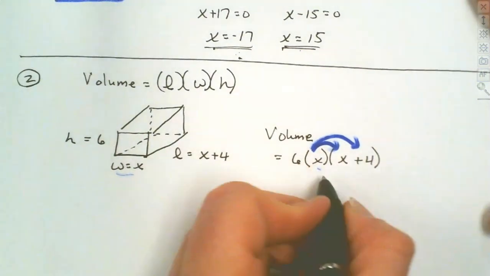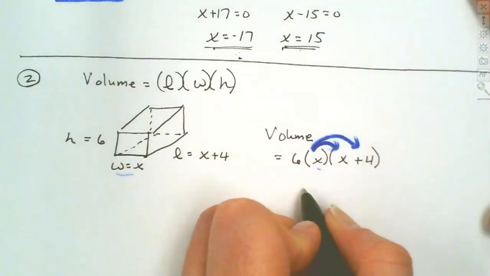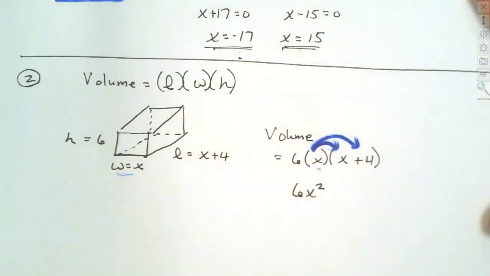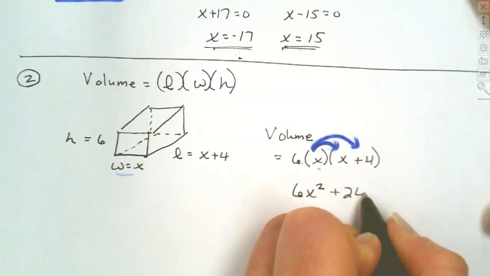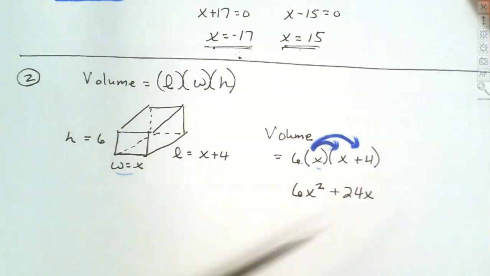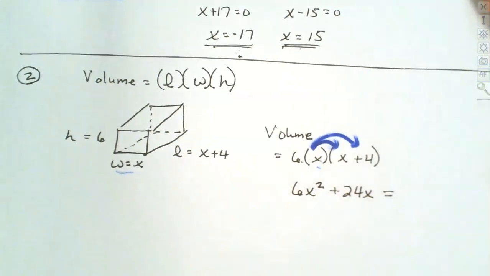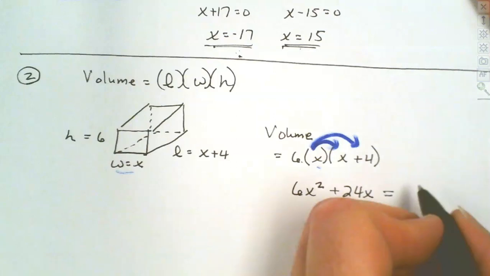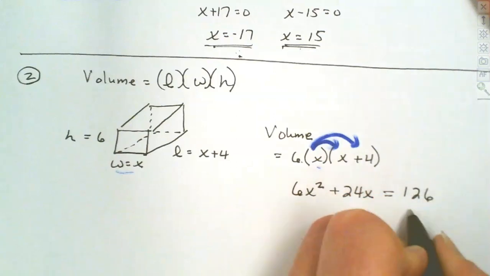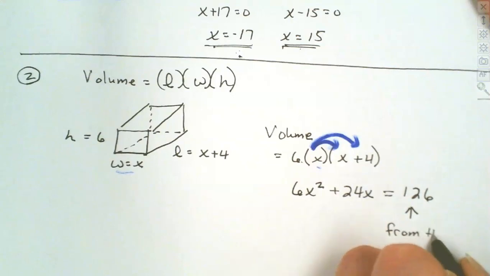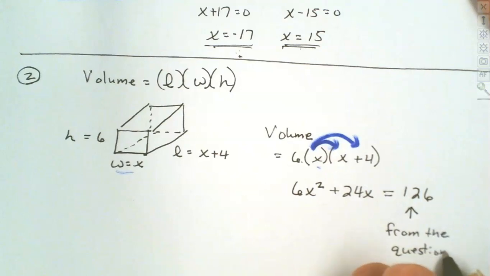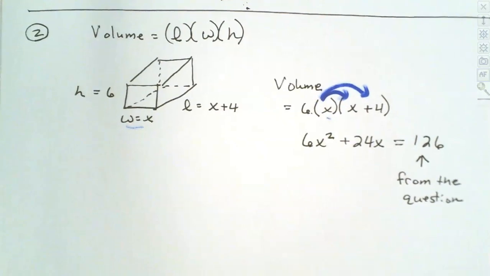And 6 times x with another x, that makes it 6x squared. And then we've got 6x times 4, that makes it a 24x. And what is it going to equal? What's that volume supposed to be from the problem? The volume from the problem is 126. So this is from the question. So this is the equation that you're going to have to solve.